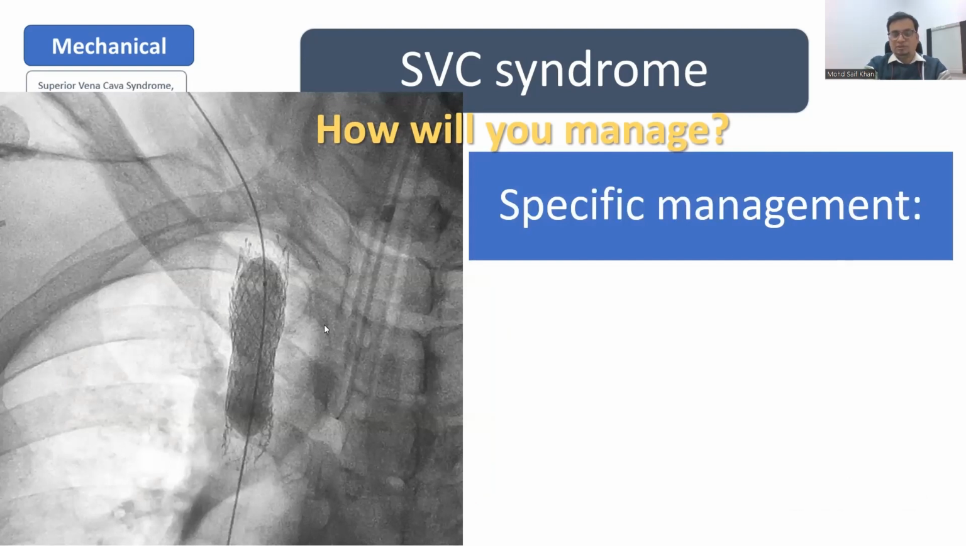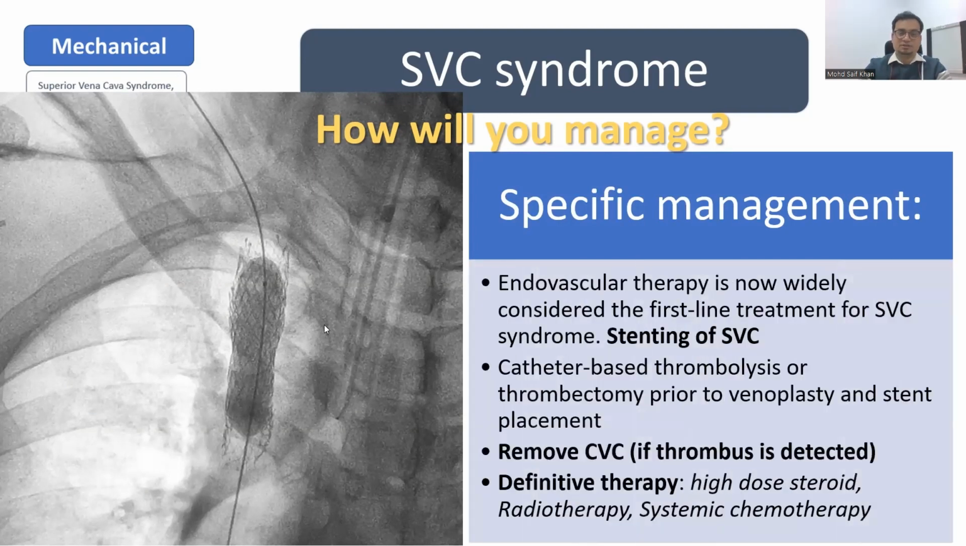endovascular therapy is considered the first line treatment for SVC syndrome, in which stenting of SVC is done. If you have a central venous catheter, if that is the reason, and if there is a thrombus detected, you need to perform catheter-based thrombolysis or thrombectomy prior to venoplasty and stenting, and remove the CVC. And regarding the definitive therapy, you have to give high dose steroid, radiotherapy and systemic chemotherapy depending upon the biopsy results.